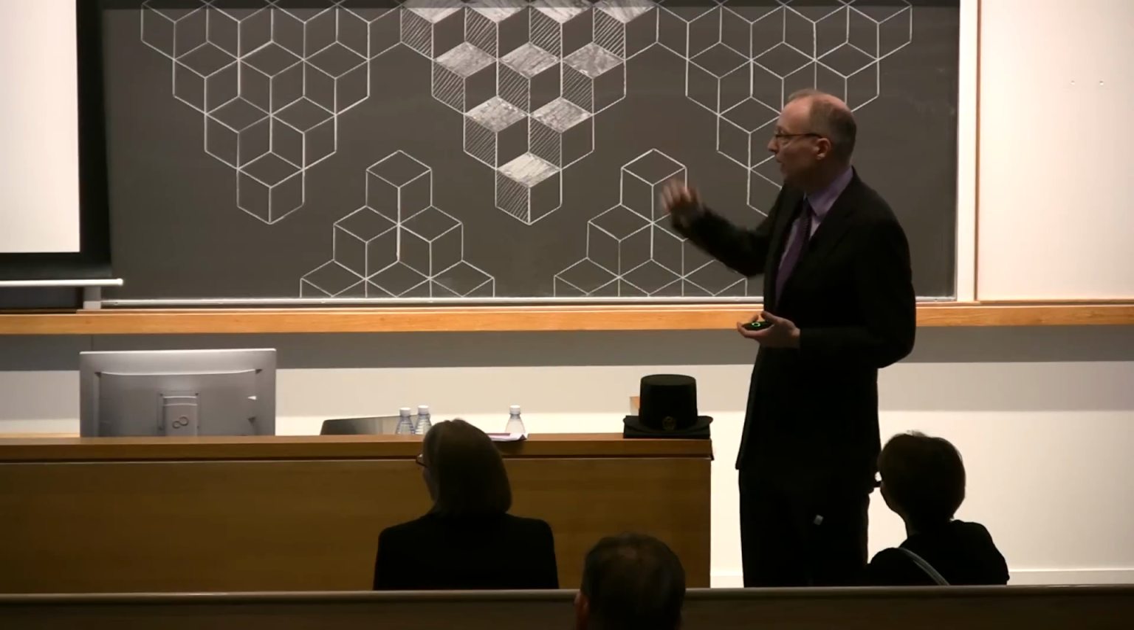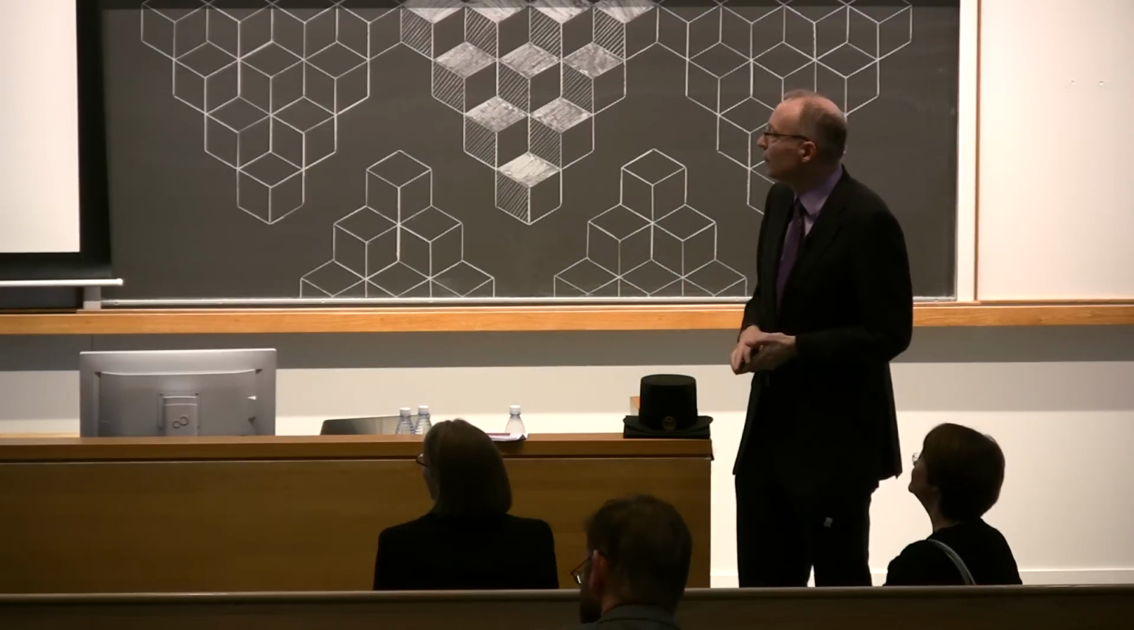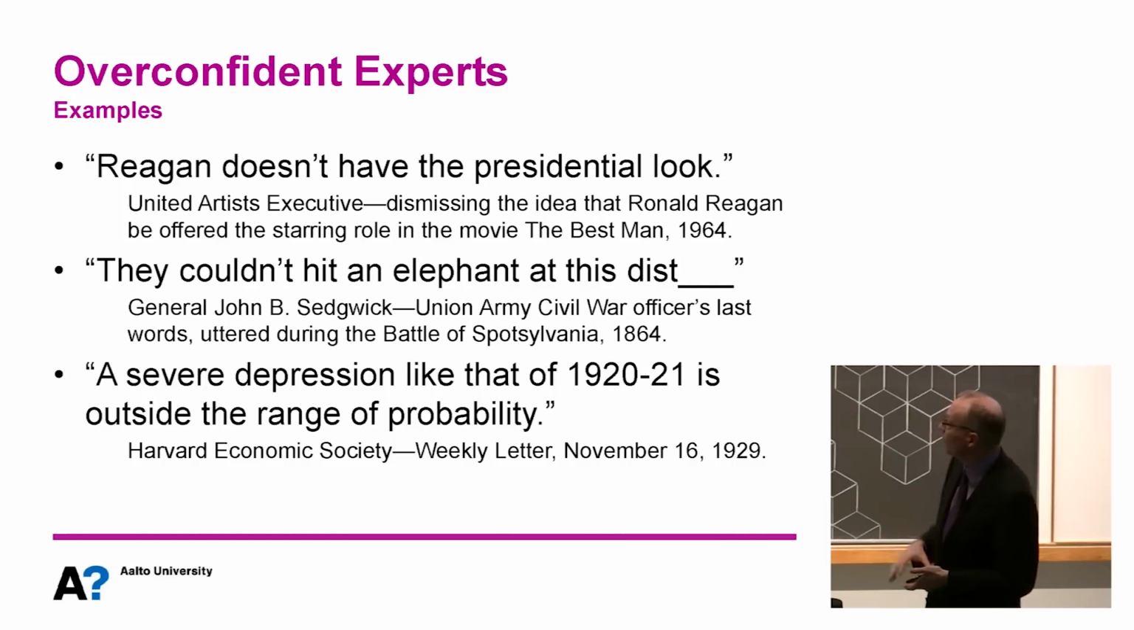Now, we also observe overconfidence among people. So here's just a few examples of overconfident people and even overconfident experts. So you can have very, very well-known people, somebody who really knows their stuff, and still they make some severe errors. So the first example here is about former US President Reagan.